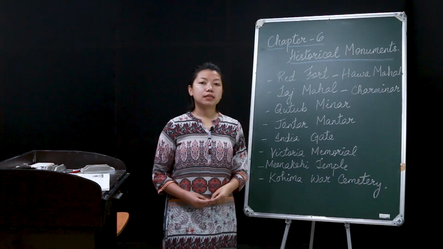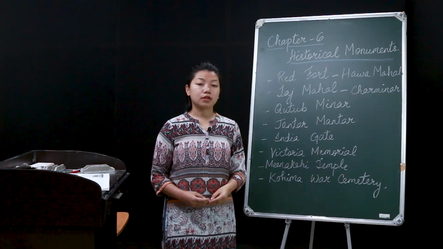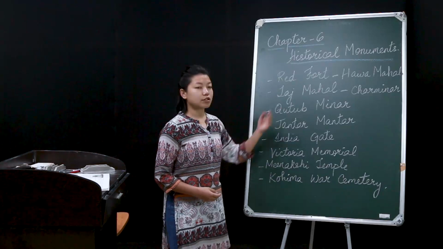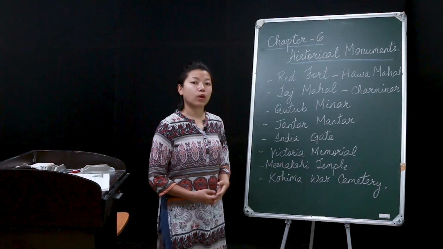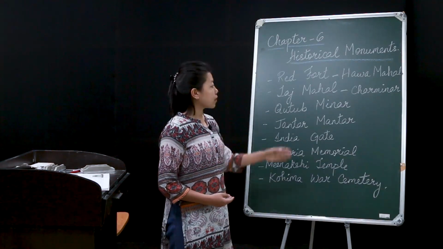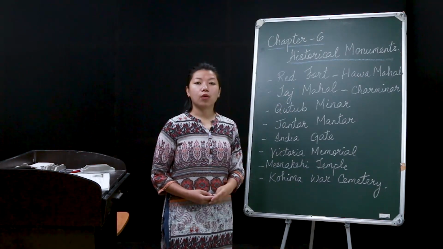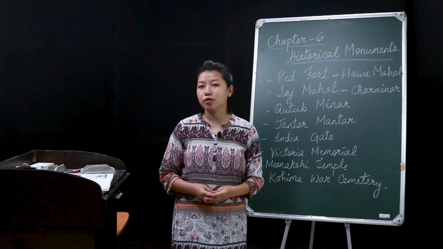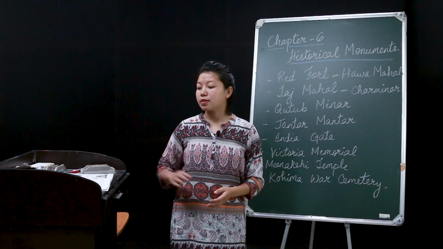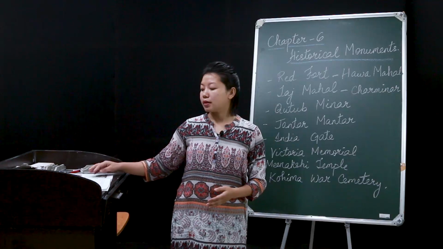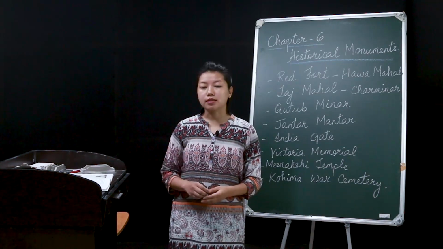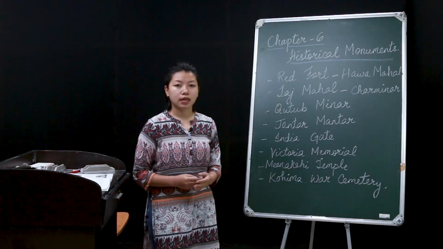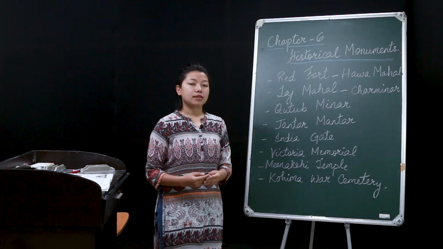Then coming to Taj Mahal. Taj Mahal was built by a great Mughal emperor, Shah Jahan, in memory of his beloved wife Mumtaz Mahal. This Mahal was made of white marble. You can have a look at these images in your textbook. The Red Fort is on page number 40 and the Taj Mahal is on page number 41 at the top. It is white in color, right? It was made of white marble.